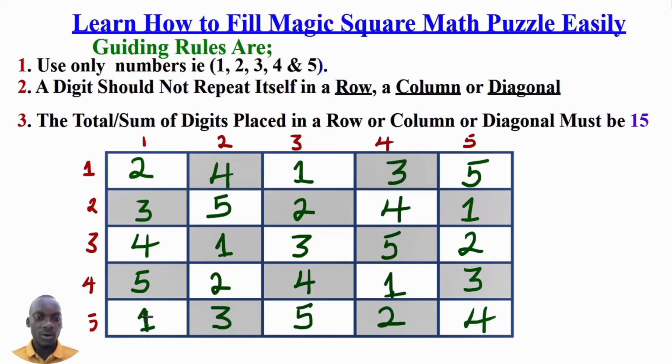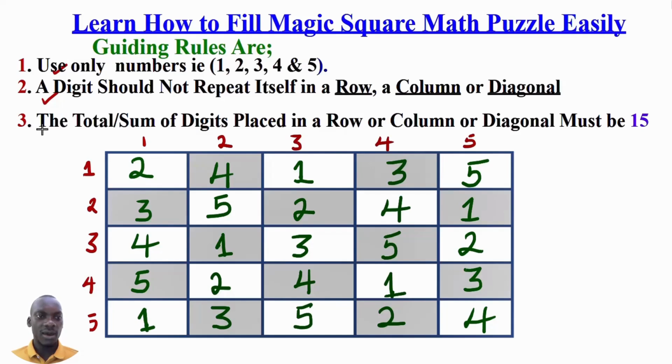Then when we check the diagonals, this diagonal we are considering, this is 1, 2, 3, 4, 5. No digit repeating. Likewise, this column, we can see this is 1, 2, 3, 4, 5. No digit repeating. That means rule number 2 is also abided by. Rule number 1 is automatically abided.